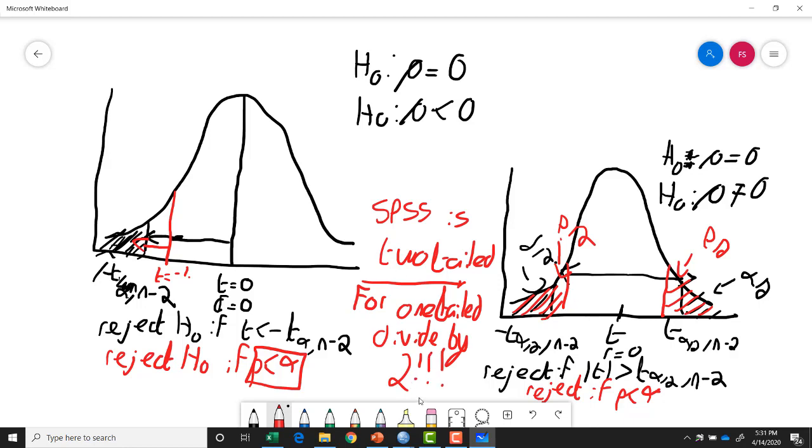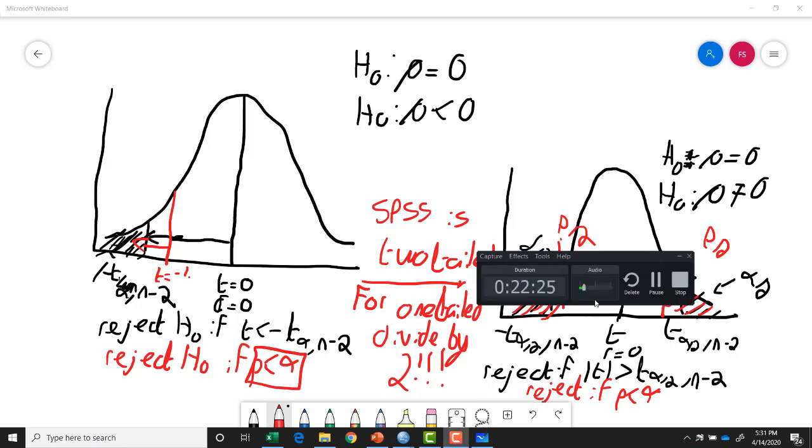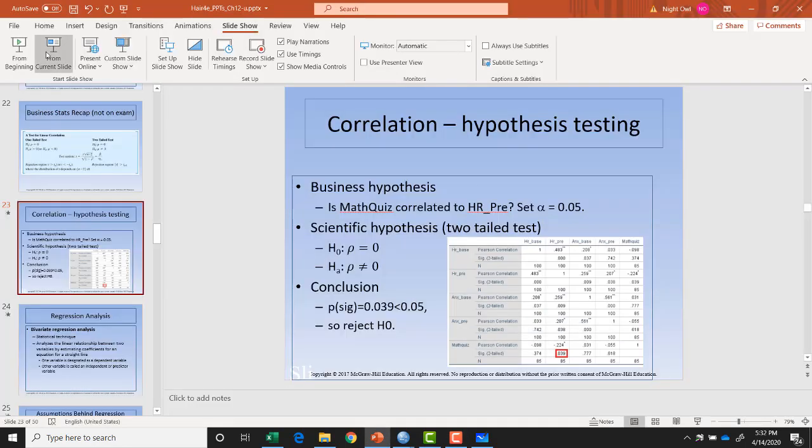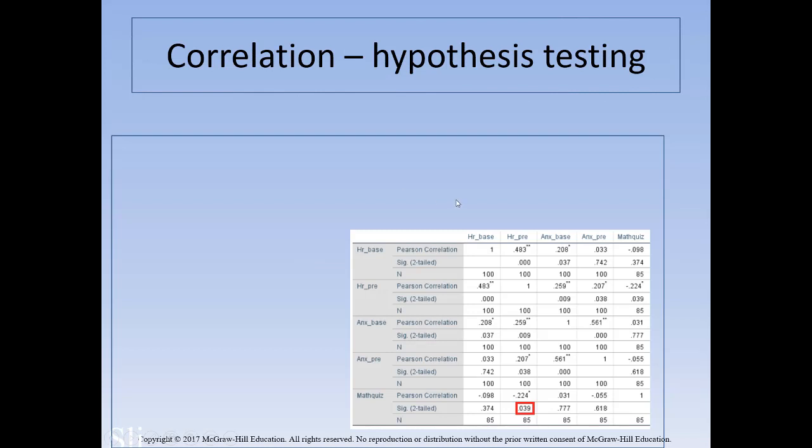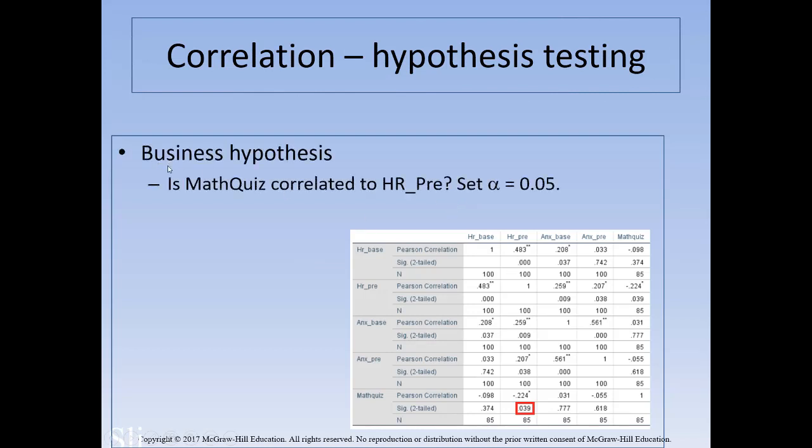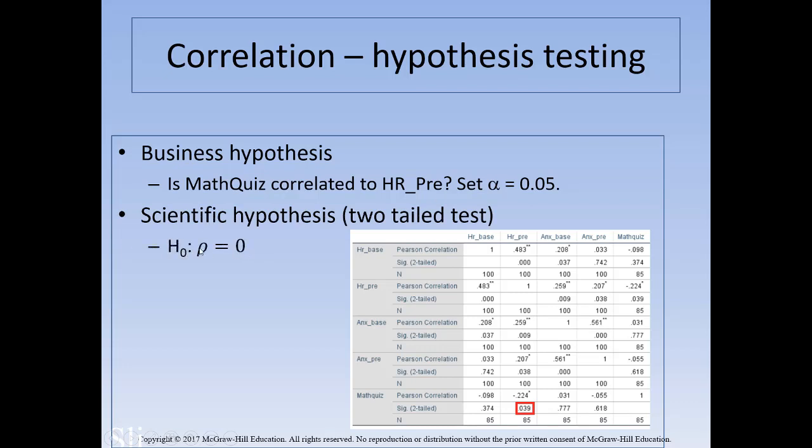Okay, so now we've done that, we'll just go back to the slides and we'll go back through that output from SPSS. So again, here now we're just doing what we looked at before. We're saying, is the math quiz correlated to HRP? We set the alpha equals 0.05. This is standard type 1 error, average strictness test. We're going to do a two-tailed test. My null hypothesis is that my population correlation is 0. The alternative is not equal to 0. So we're looking for evidence that it's not equal to 0.